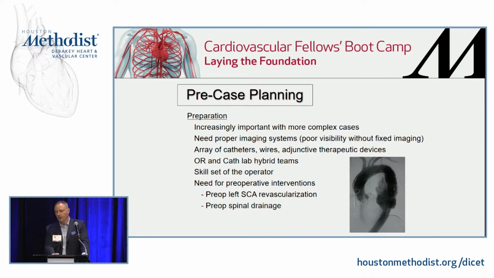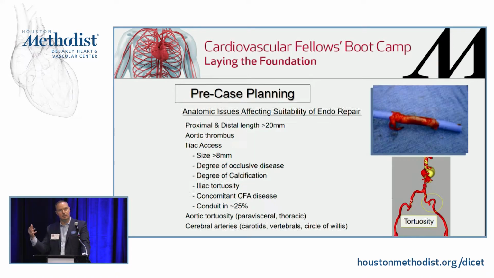So, the risk of complications with spinal drainage is relatively low in centers that are used to doing it. In general, you probably need at least 2. Some of the devices, they recommend 2.5 centimeters of proximal and distal landing zone. If you don't have a good landing zone, make a good landing zone.